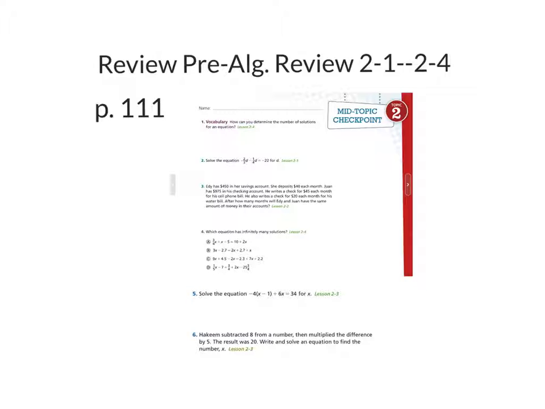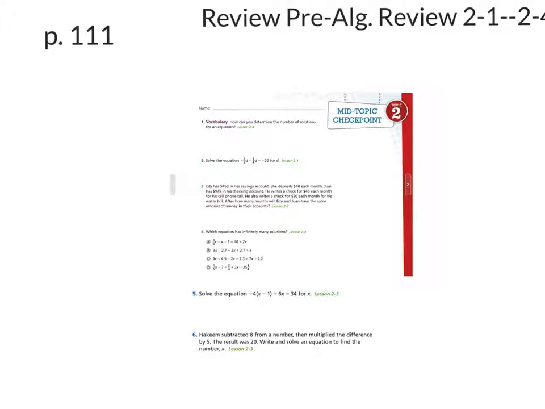Page 111, we're going to do some reviewing lessons 2.1 through 2.4. Also later in the video, I have some stuff starting on page 148, so you can fast forward to that if you're interested in that part more.